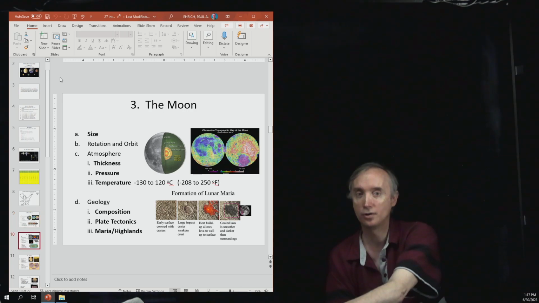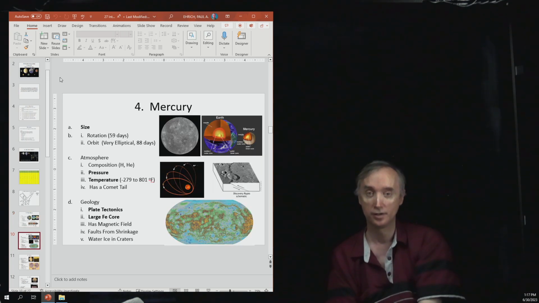So now let's go to Mercury. I'm basically going to ask you the same questions. Why has Mercury got a very thin atmosphere? Why doesn't it have plate tectonics? Why is it so cold where it doesn't get sunlight, and why is it so hot where it does get sunlight? The only additional thing I'm going to ask you about Mercury is, why would Mercury have a large iron core?